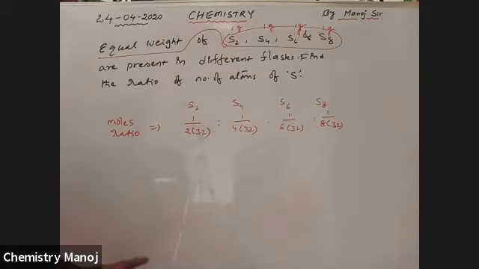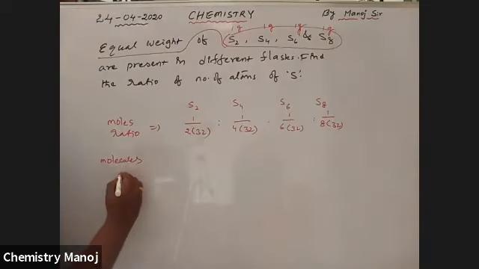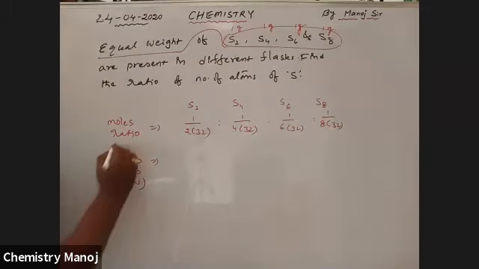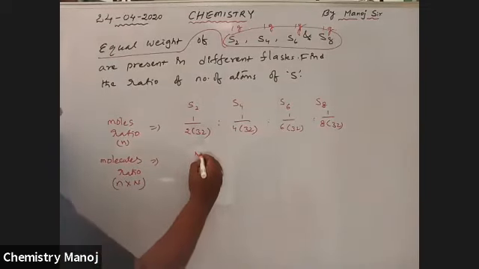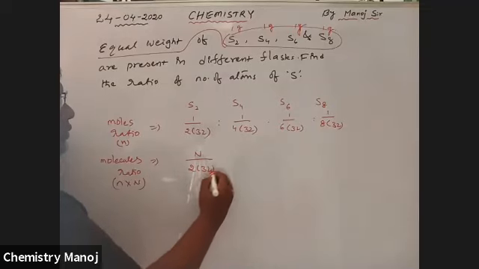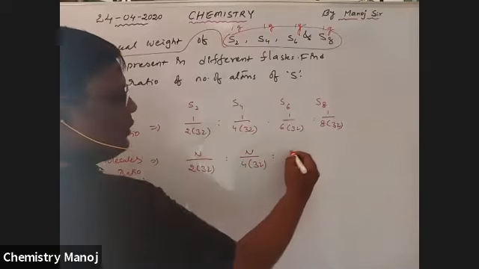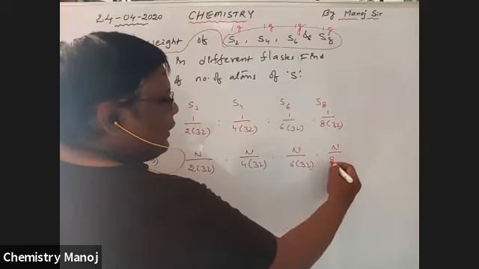Now I am going to take the atoms ratio. First of all, the molecules ratio. Molecules means small n into capital N. Small n because these are moles, into capital N. That is n by 2 into 32, N by 4 into 32, N by 6 into 32, N by 8 into 32.